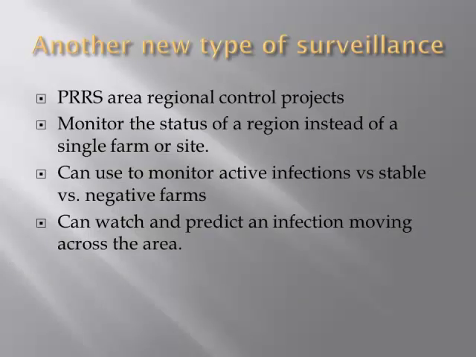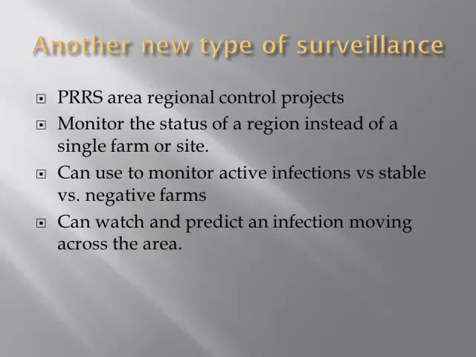Another type of surveillance, we talked about in diagnostics, having lay people diagnose. What we have done in my area, and several other areas, is the PRRS area regional control projects. So we're surveilling as a region instead of individual farms. We're doing a whole region. We can monitor the status of a single farm or site within the big group and find out what's going on. We can look at active infections versus stable and negative farms and put that all in a map so we can easily see what's what.